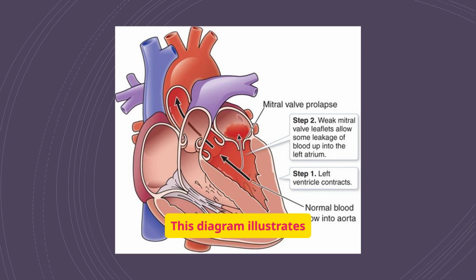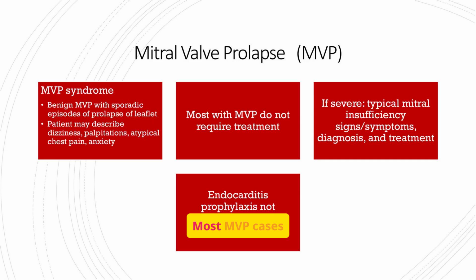This diagram illustrates mitral valve prolapse. During left ventricular contraction, weak mitral valve leaflets allow blood leakage into the left atrium. Most MVP cases do not require treatment.